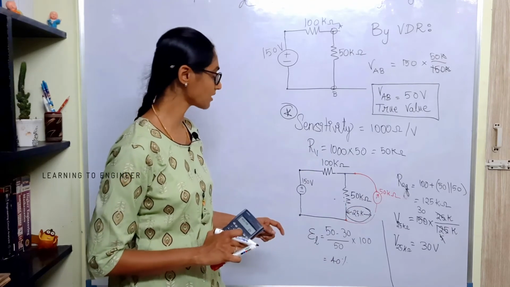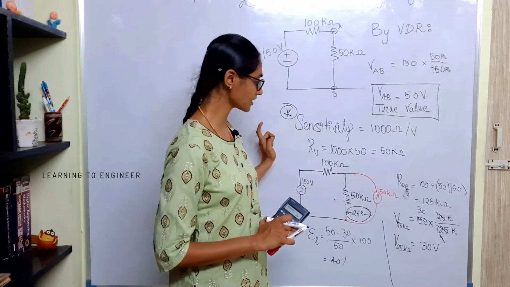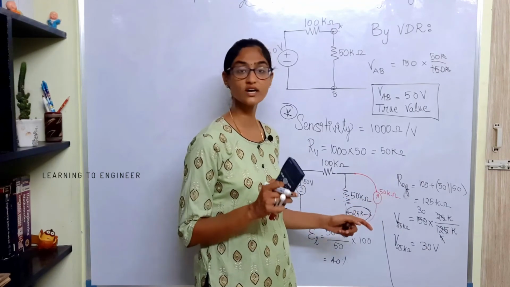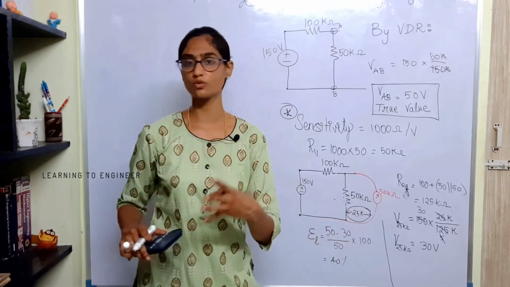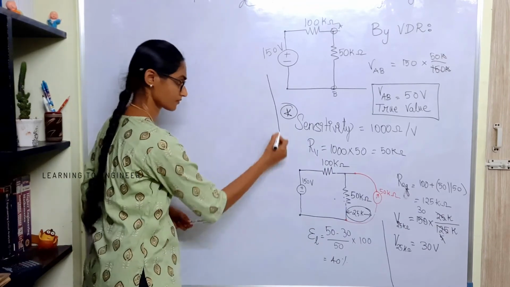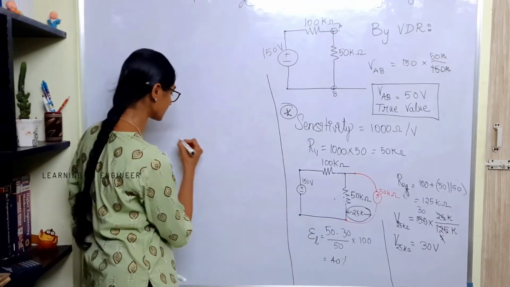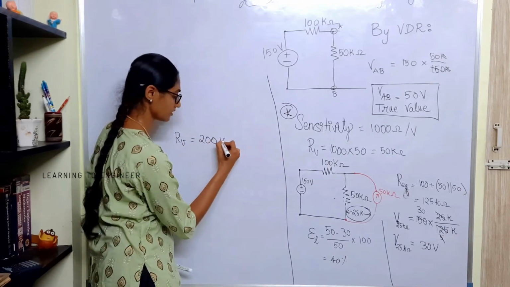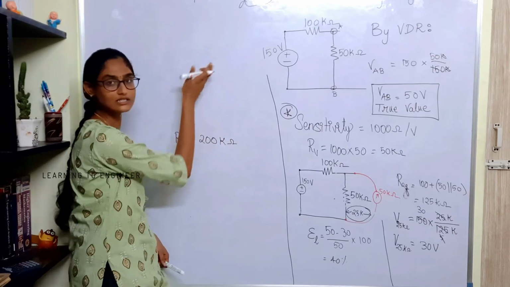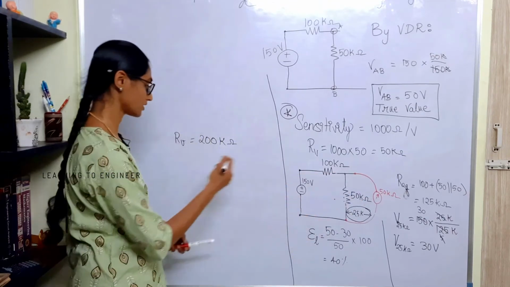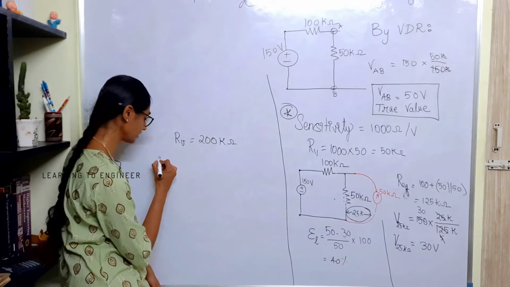Let us say for example, I am using a voltmeter whose resistance is 200 kilo ohm. It is 4 times more capable. Now I am saying that RV is 200 kilo ohm. So let us back calculate the sensitivity. I am just saying RV should be 200 kilo ohm. So in that case the modified circuit will be as follows.